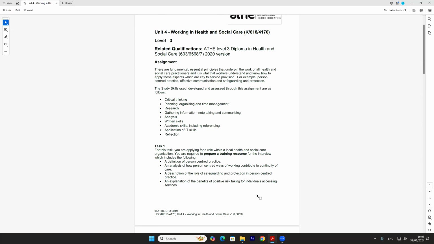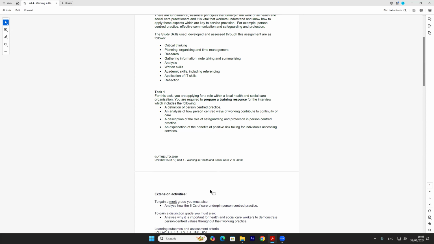So when you are completing your assignment, specifically Task 1, you need to think like you are preparing a training resource for the interview, and that should include these bullet points: a definition of person-centered care, an analysis of how person-centered ways of working contribute to continuity of care, a description of the role of safeguarding and protection in person-centered practices, and an explanation of the benefits of positive risk taking for individuals accessing services.